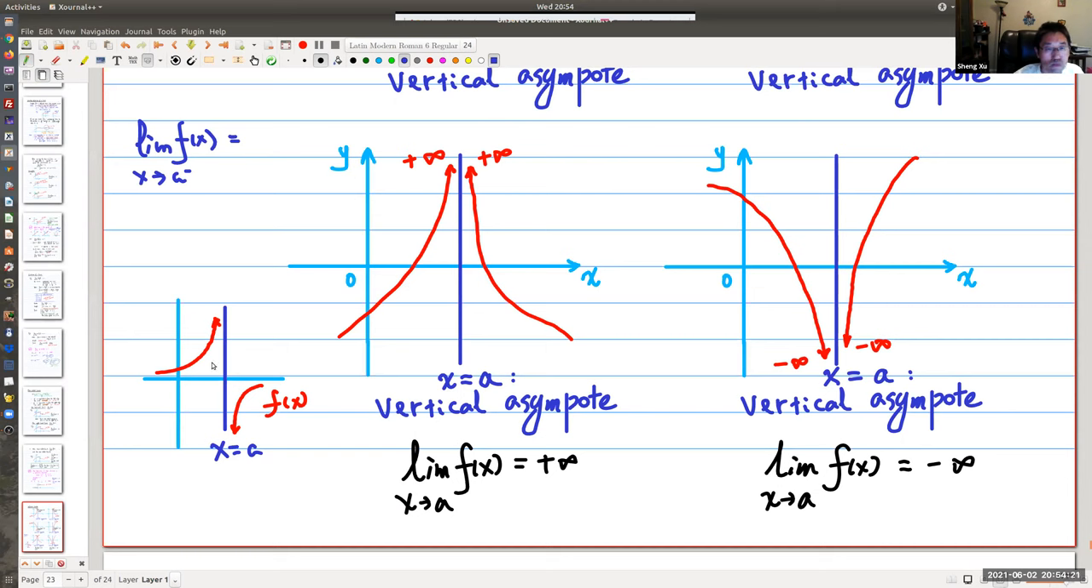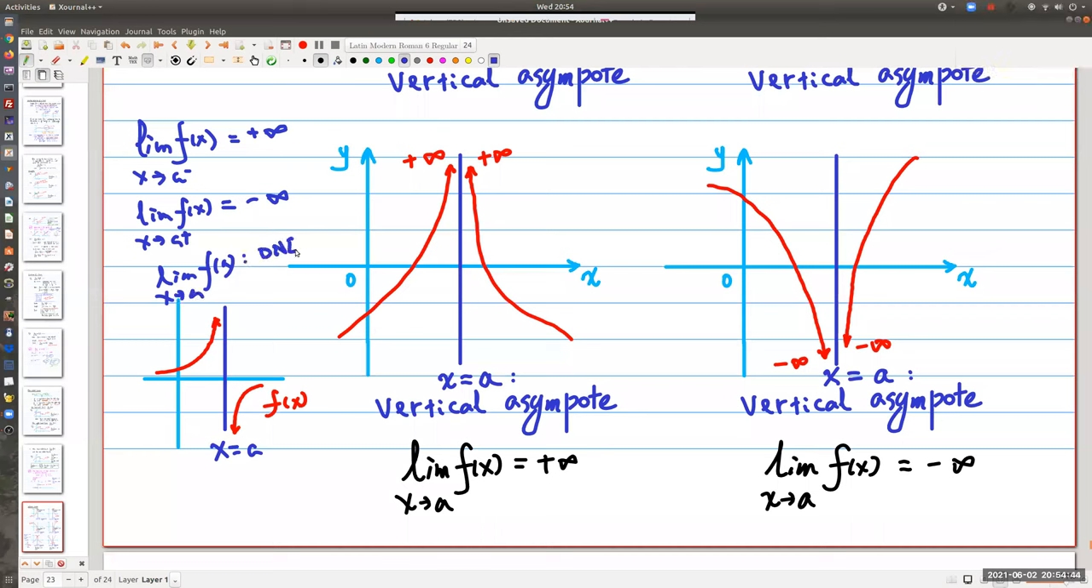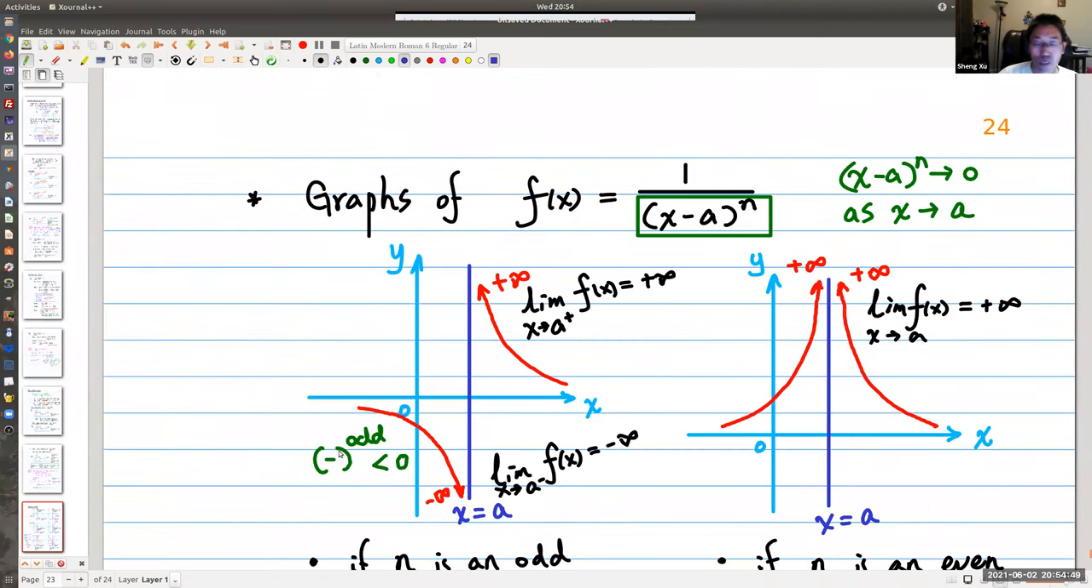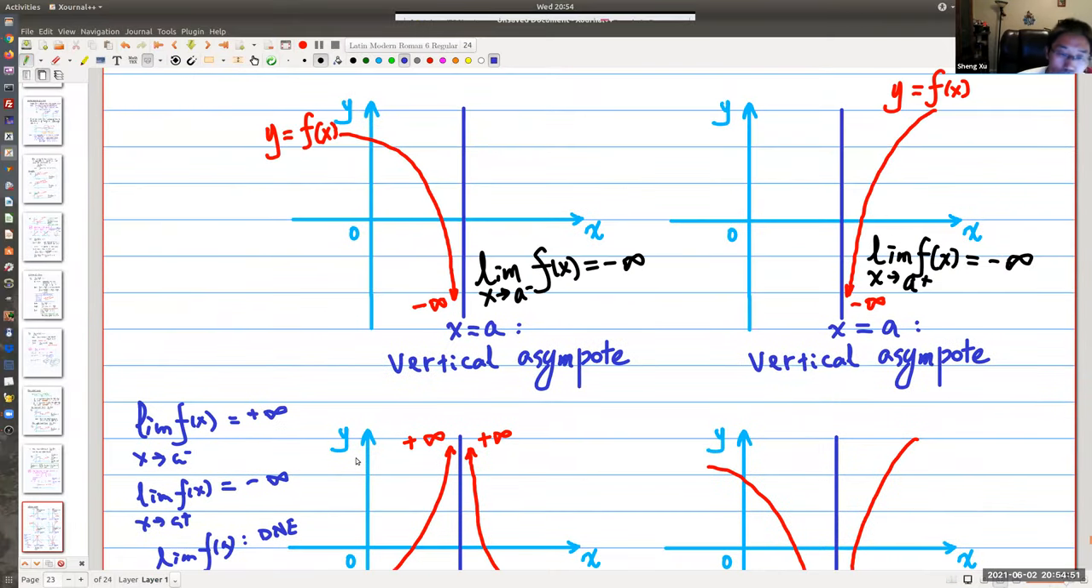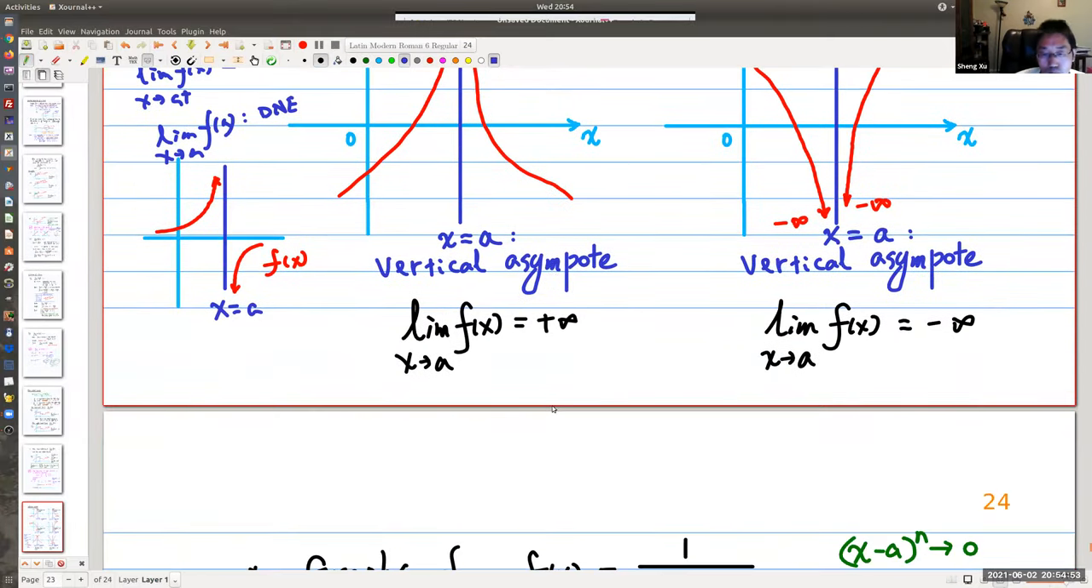Positive infinity, right? And the limit of f of x as x approaches a plus is equal to what? Negative infinity. How about the limit of f of x as x approaches a? It does not exist, right? Because of the different behavior on each side. Okay.